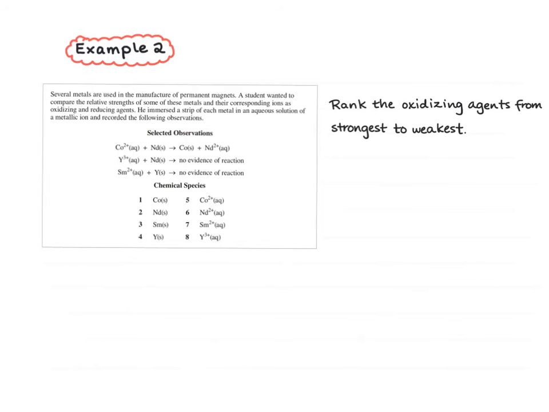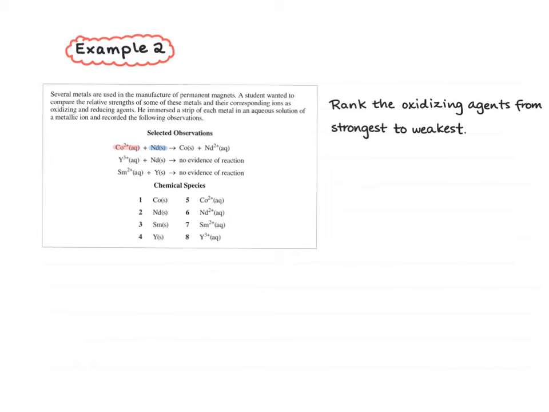The other type of problem you'll see is one more like this, where you're given a list of reactions and asked to rank that way. So we're going to walk through this. The little spiel at the top is not really important here. So we're going to look and say, okay, our first reaction was cobalt 2+ and neodymium. Now cobalt 2+ is a cation. It's likely that cobalt 2+ is our oxidizing agent. Neodymium here would be our reducing agent.